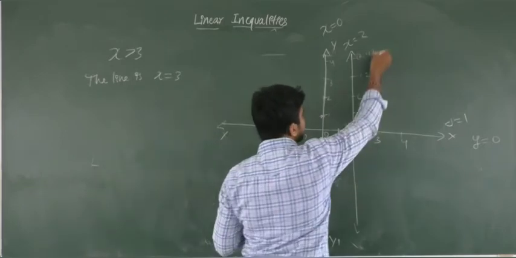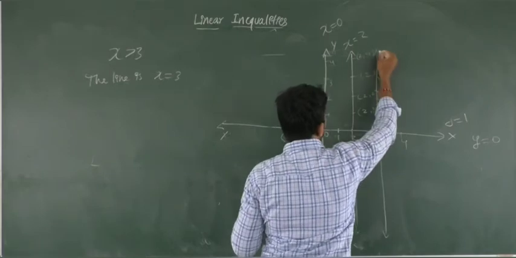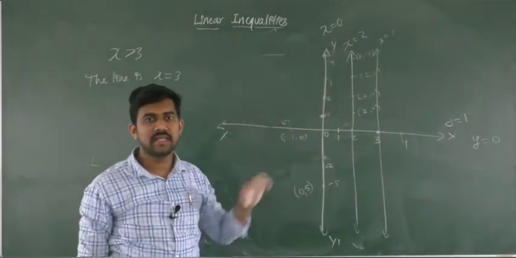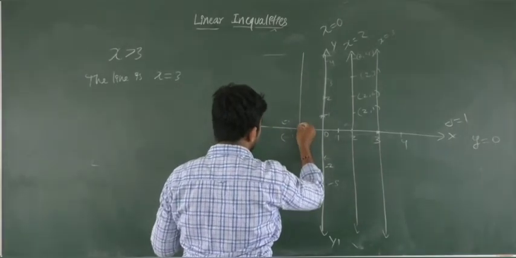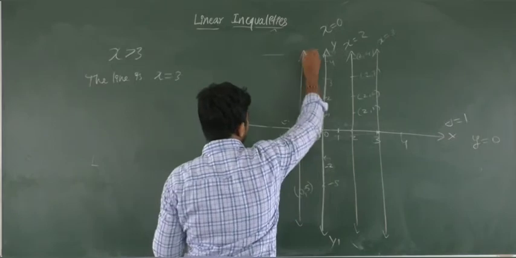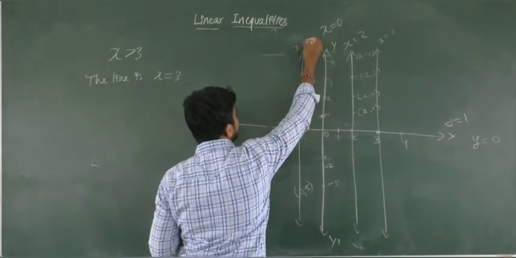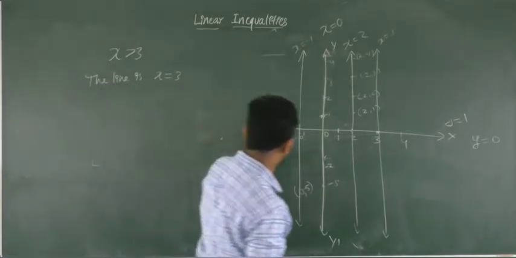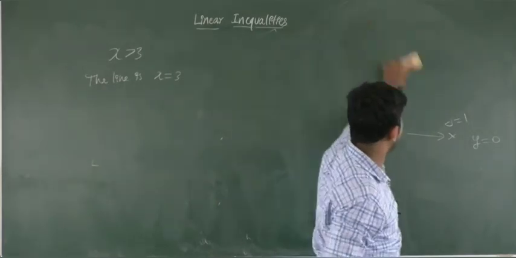If you consider the vertical line which passes through the point 3 on the x-axis, then the equation of that line is x is equal to 3. Like this, if you consider the point minus 1 here and a vertical line passes through the point minus 1, then the equation of this line is x is equal to minus 1. Remember this. Now coming to the question.